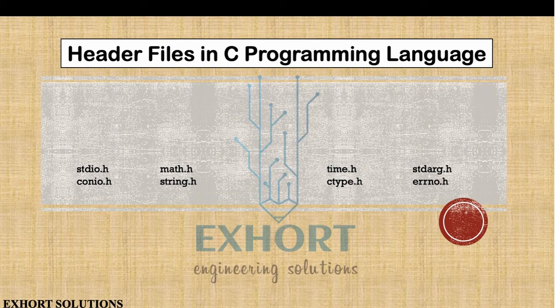Then the next is string.h. All string related functions are defined in the header file string.h. Then the next comes time.h. This header file contains time and clock related functions. Then ctype.h. All character handling functions are defined in this header file. Then stdarg.h. It stands for standard argument header file. Variable argument functions are declared in this header file. Then next is errno.h, that is, it has error handling functions in this file.